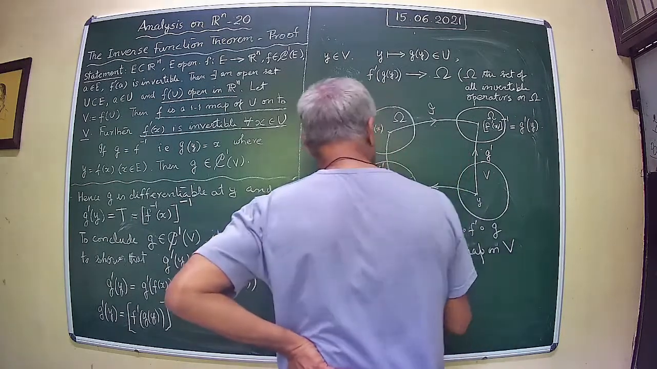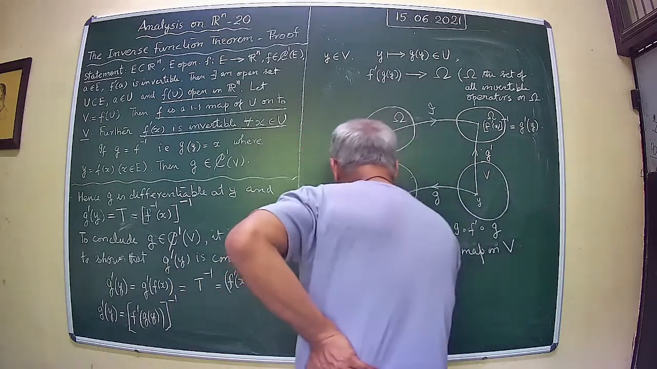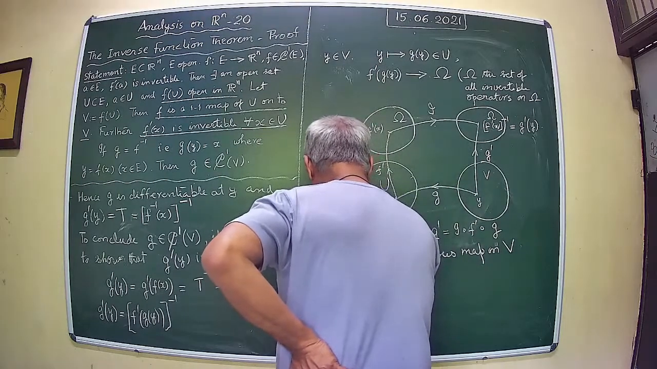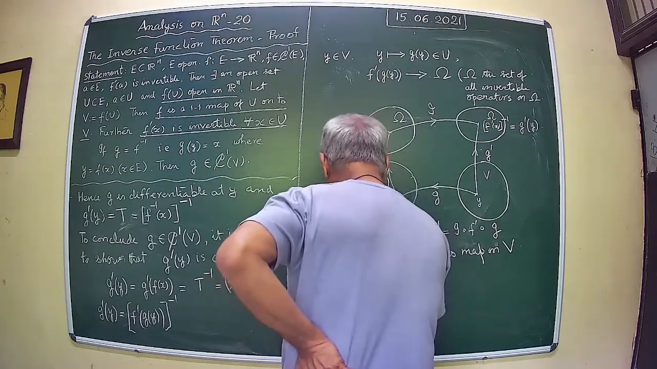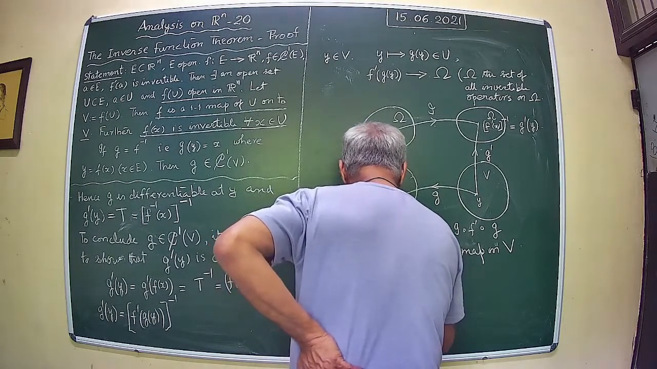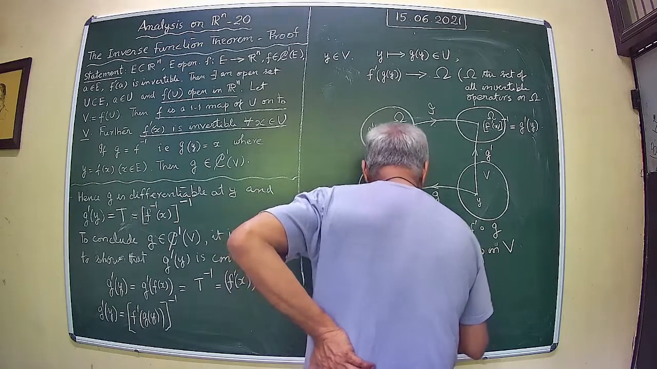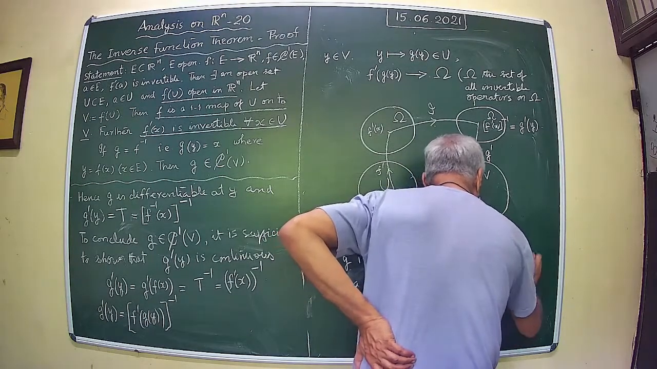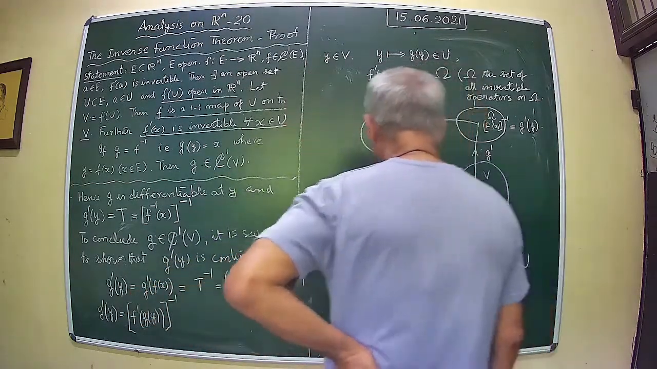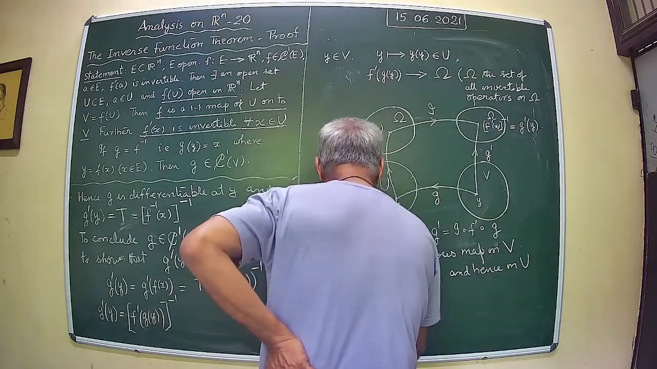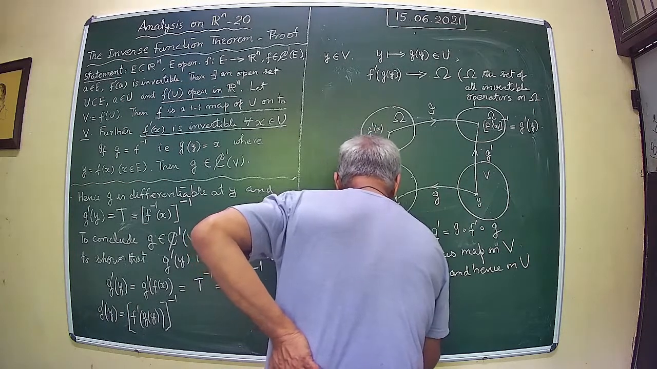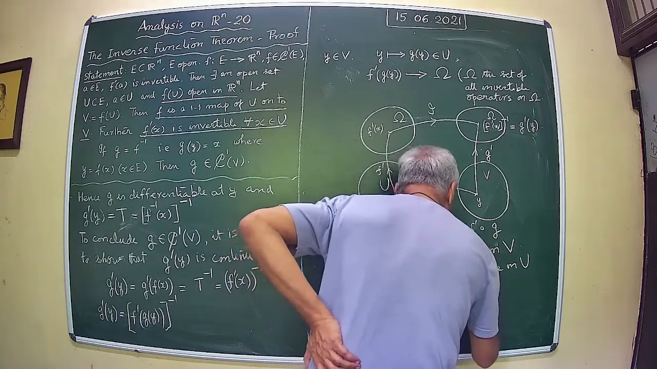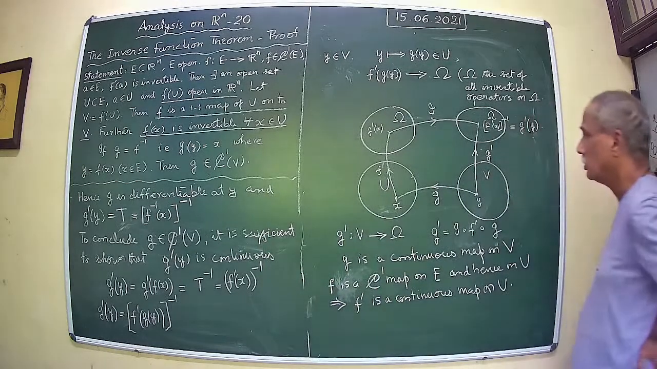Then what about F prime? F prime, or F, is a C1 map on E, and hence F prime is a continuous map on U. So you reach omega.